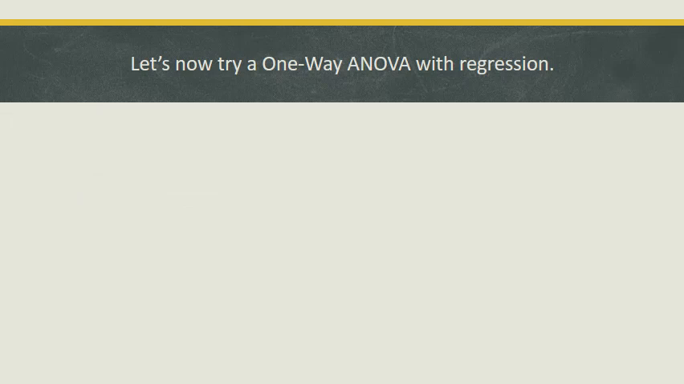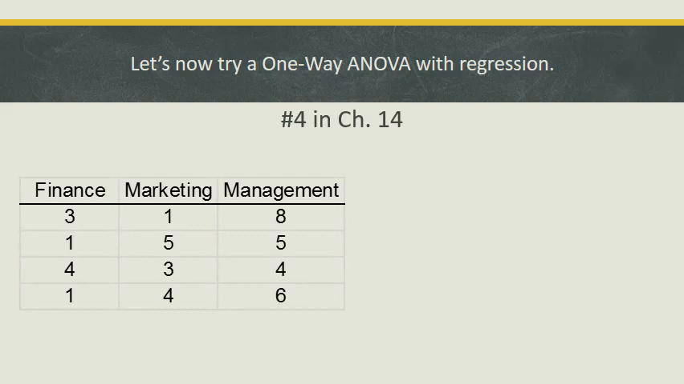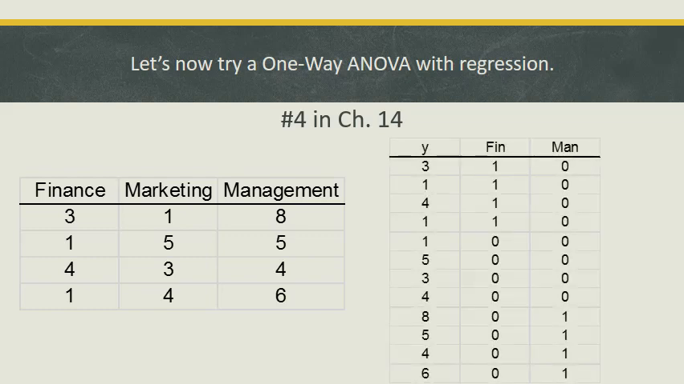Next, let's move on to a one-way ANOVA problem. This is number 4 from chapter 14. We have 3 samples, one for each type of job. When we turn this into a regression, our x variable would be type of job. Since there are 3 possible categories for job, we need 2 indicator variables to fully define it. I'm going to make indicators for finance and management.